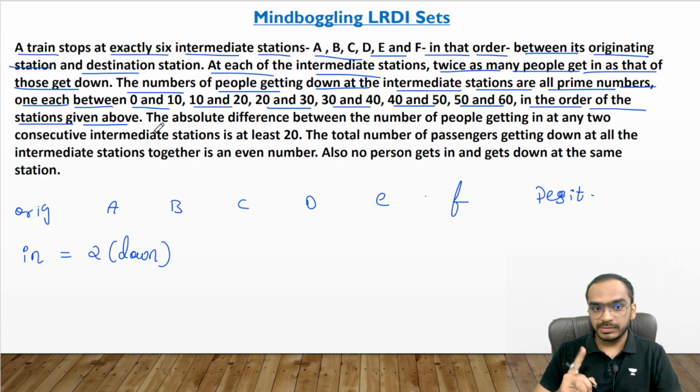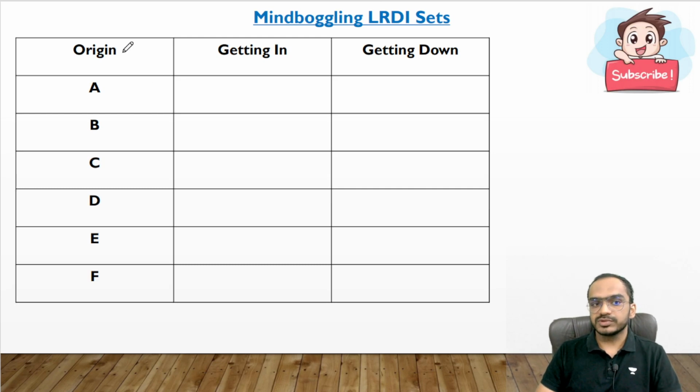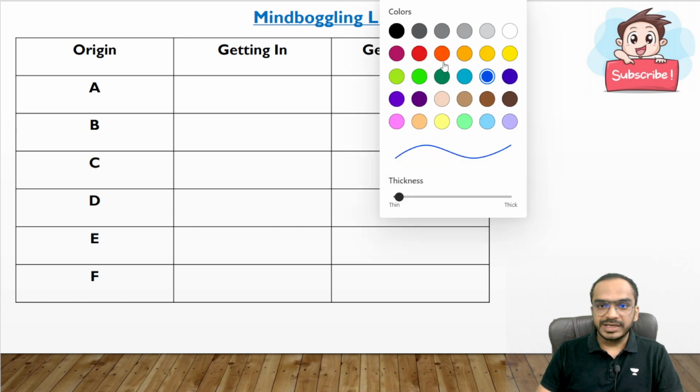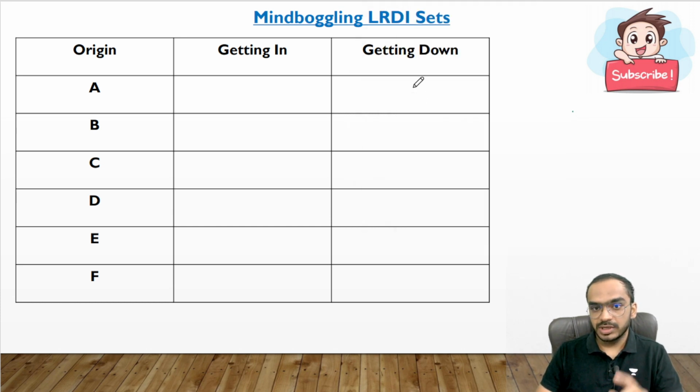These are the numbers of people getting down at the intermediate stations, in the order given above. So that means A, B, C, D, E, F. If we draw a table, that is origin, A, B, C, D, E, F, with the number of people getting in and getting down. Getting down is a prime number between 0 to 10. What prime numbers can we get? We can get 2, 3, 5, then 7. So these are the prime numbers between 0 to 10.